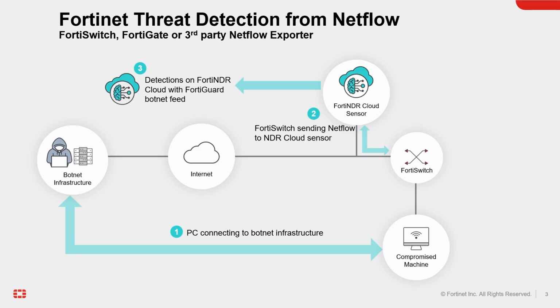A compromised machine is connected to a FortiSwitch and will connect to a botnet infrastructure. FortiSwitch will generate NetFlow events from this connection data and send it over to FortiNDR Cloud. FortiNDR Cloud botnet feed detects this malicious connection and flags it in the FortiNDR Cloud portal.